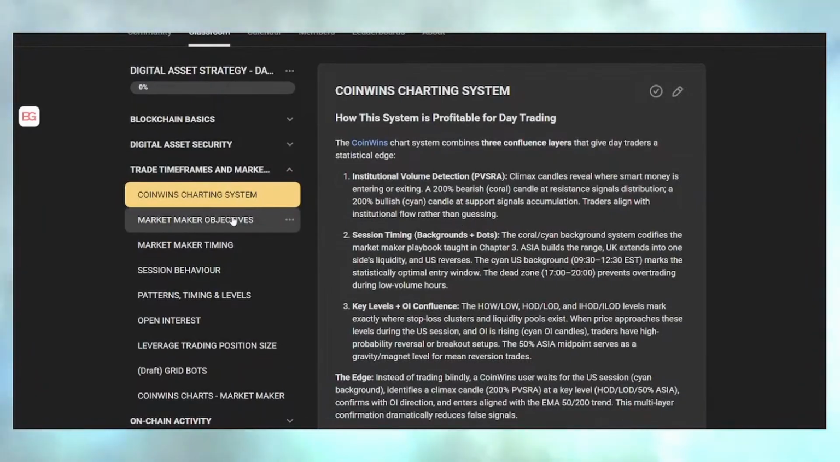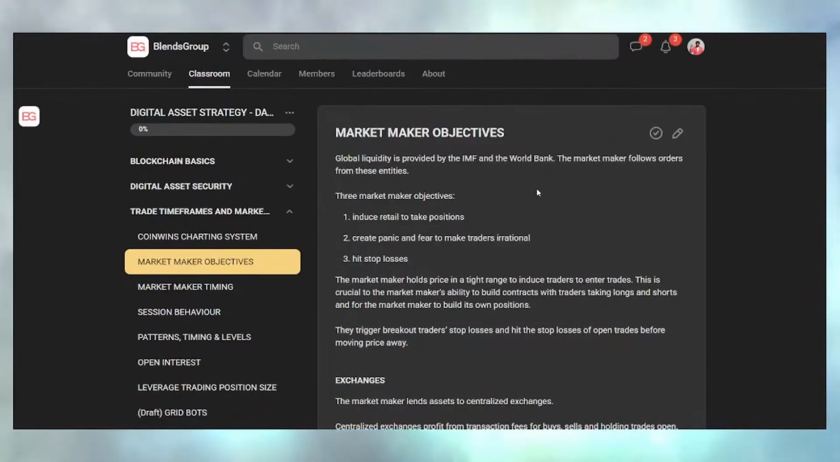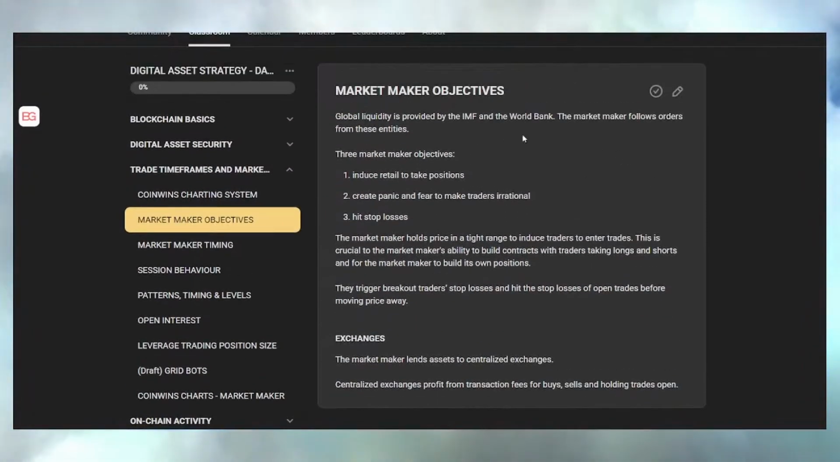And if we want to understand, we have to look at the market maker's objectives. Now, this comes directly from our free course in the school communities. Join. It's in the link in the description. Okay. So we have to understand what the market maker's objectives are.